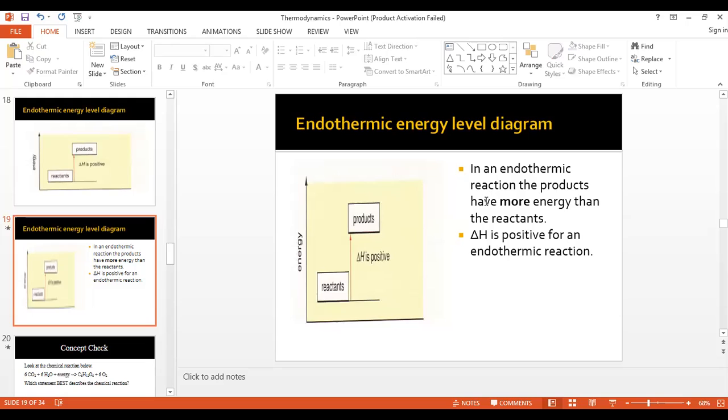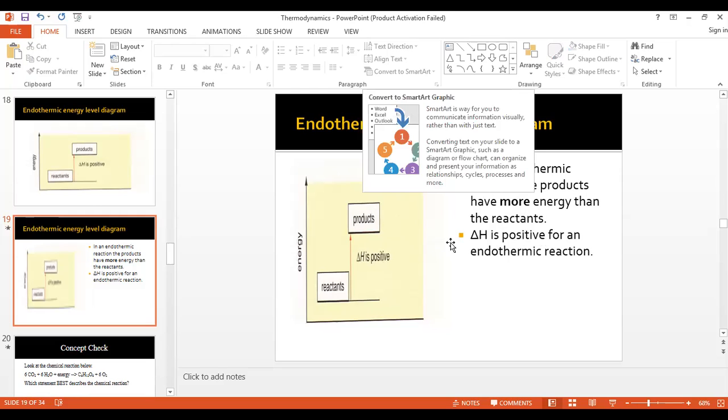See this explanation: in an endothermic reaction, the products have more energy than the reactant because they are on the top. And delta H is positive for an endothermic reaction. Delta H is negative for an exothermic reaction. So there are two main differences between exo and endo. First, the arrow, and second, you will check the value of delta H if it is given to you.